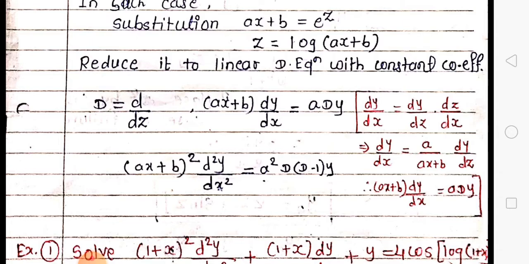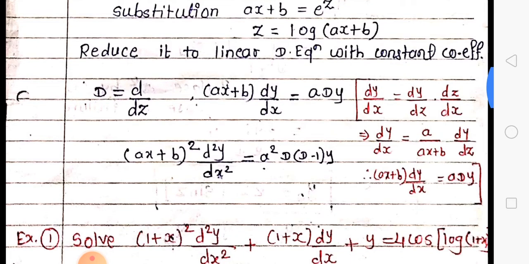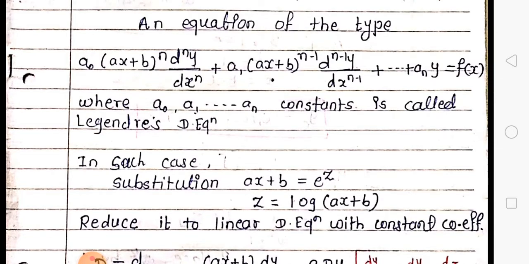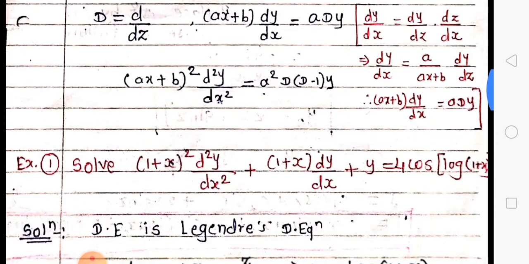If we write capital D as d/dz, then we get (ax+b) dy/dx equal to a into D into y. Then the second order term (ax+b)^2 d^2y/dx^2, by the same procedure, we get a^2 into D(D-1) into y. In this way, we take all these substitutions in Legendre's linear differential equation, and the equation reduces into a linear differential equation with constant coefficients.